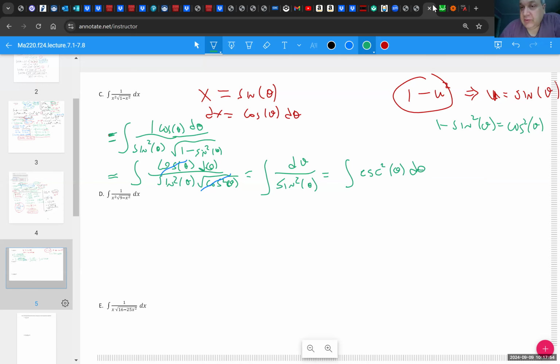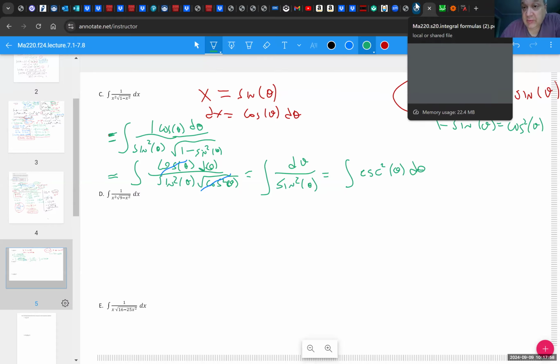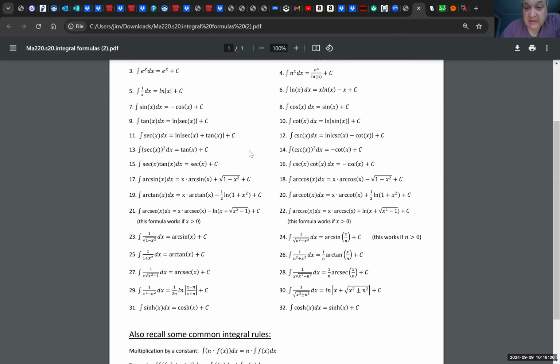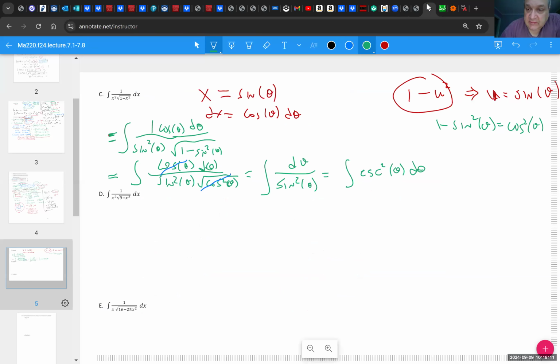And now if you go to your integral formula sheet, you will notice that cosecant squared is one of our known integrals. For me, on this sheet, it's number 14. The antiderivative of cosecant squared x is negative cotangent x plus c. So this is negative cotangent theta, as our variable, plus c.